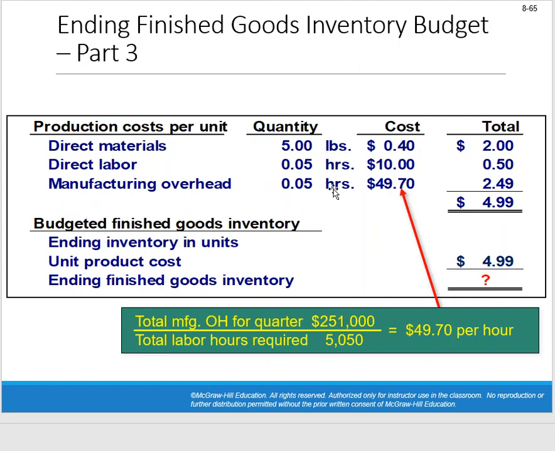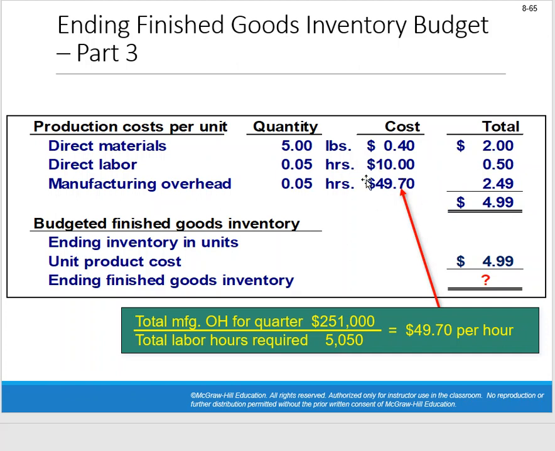Because it's based on our direct labor hours, and it's at 49.70. That's that number. That's our predetermined overhead rate. And that ends up costing $2.49 per unit. So our production cost per unit in total is $4.99.